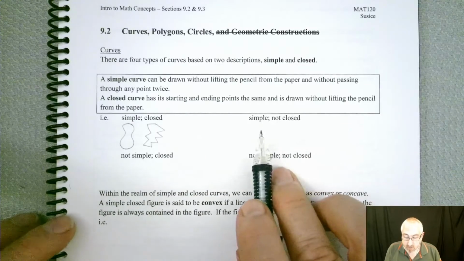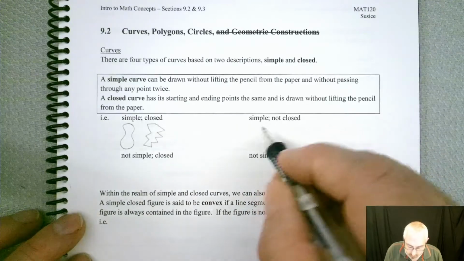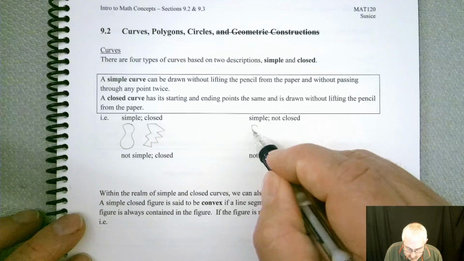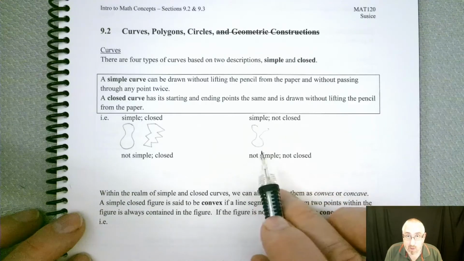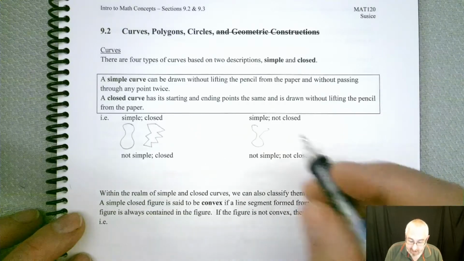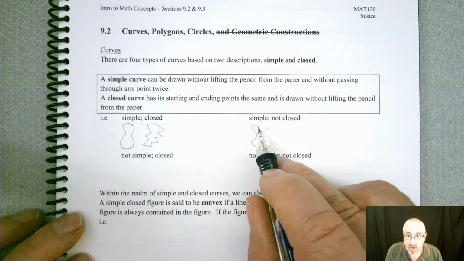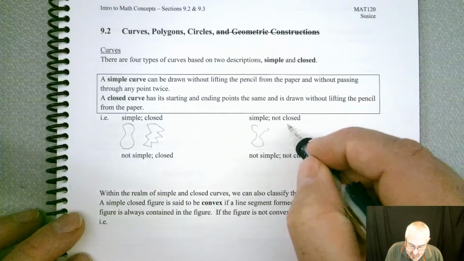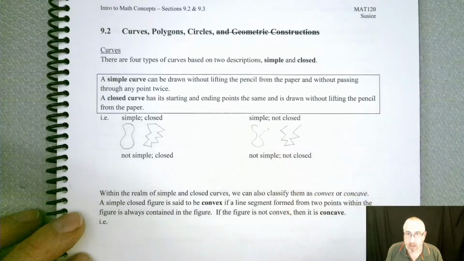Now, for the next one, simple and not closed. So we could have something that looks like that. Again, not anything fancy, but I don't cross over myself. That's what makes it simple, is I don't cross over myself. And not closed, you can see there's a hole. I didn't end where I started. And again, it doesn't have to be curvy lines. It could be straight lines. So that would also be simple and not closed.